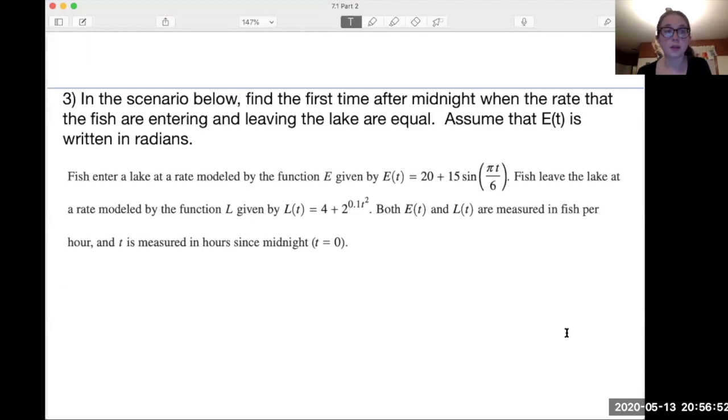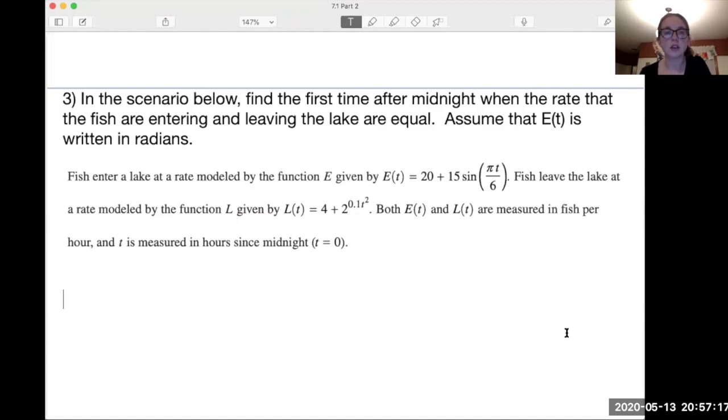We're going to end with this example. In the scenario below, find the first time after midnight when the rate that the fish are entering and leaving the lake are equal. We're going to assume that the e of t function is written in radians. And so the given information, the scenario I'm talking about, says that fish enter a lake at a rate modeled by the function E, which is E of t equals 20 plus 15 sine pi over 6, that's the key that it's in radians, times t.